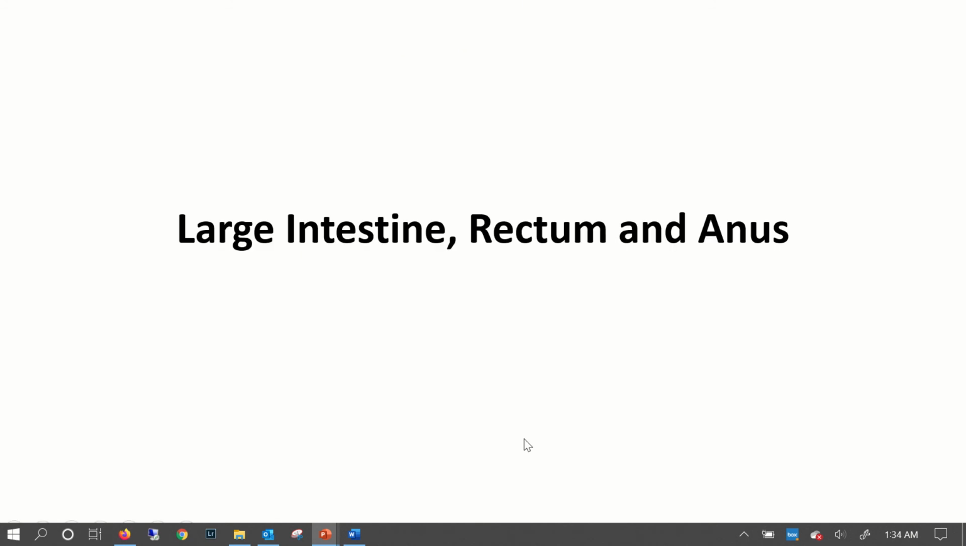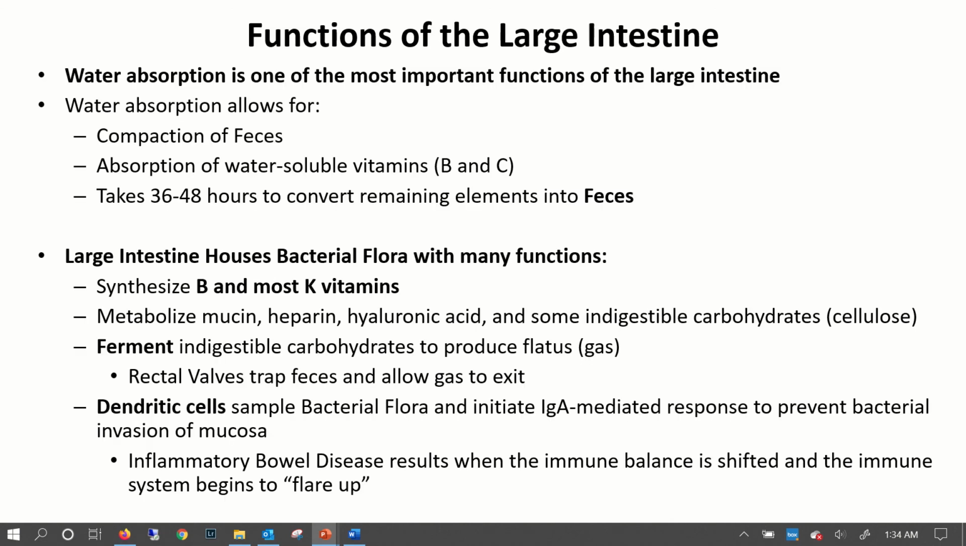And so to end everything, quite literally, we reach the large intestine, the rectum, and the anus. Even though this is not the site of the greatest water reabsorption, it is still one of the most important functions of the large intestine. It's important because it allows for the compaction of feces, the absorption of water-soluble vitamins, and of course other things, some small nutrients that sometimes don't make it through the small intestine.